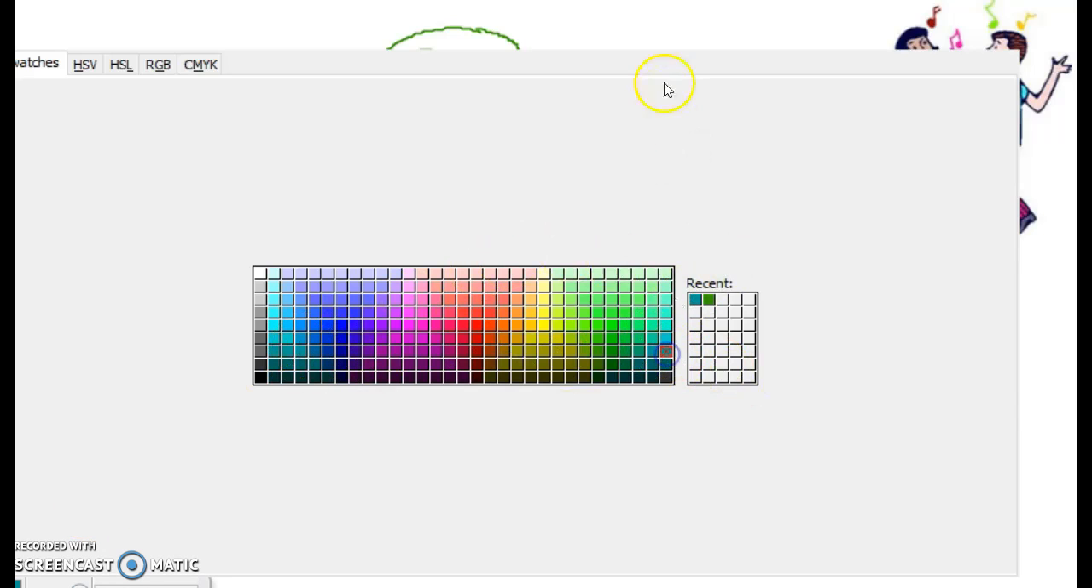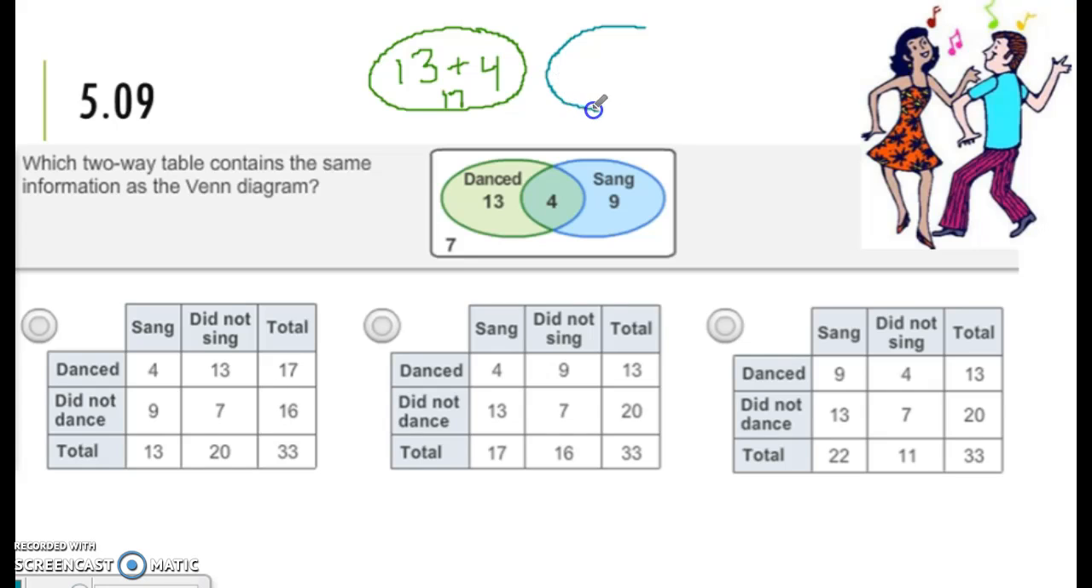And then I would do the same thing for the blue circle. I like to split it apart. And in this blue circle, if you look down here, you'll see that you have 4 and 9. So if I add those together, I know that there's a total of 13 people who sang.